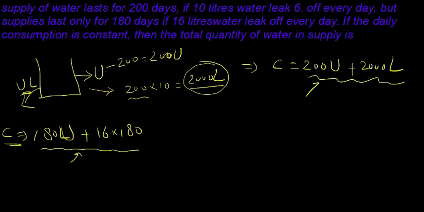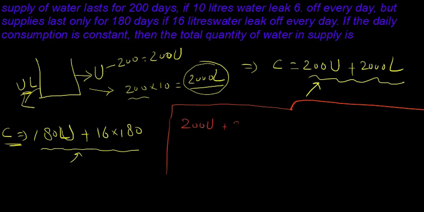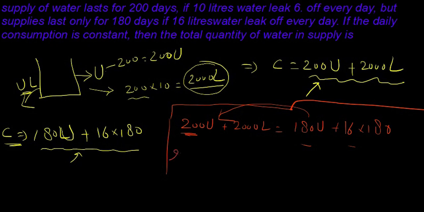So what should we do? We should just equate them. So let's write down and equate both the equations. 200 U plus 2000 liters is equal to 180 of U plus 16 into 180. Now we have to find the value of U. But before that, there is a short trick, or you can use some logic. Let's take 20 common out of everything, or you can also take 200 common.